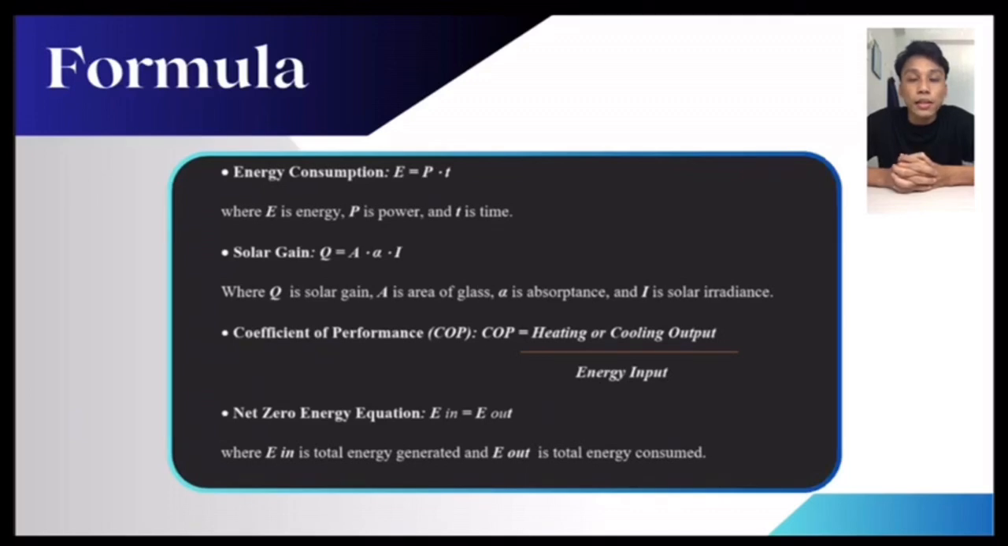The next one is the net zero energy equation. It is energy in equals energy out. So energy in is the total energy that is being generated, while energy out is the total energy that is being consumed. Usually net zero energy refers to a building that produces as much energy as the energy that is being used. Next slide.